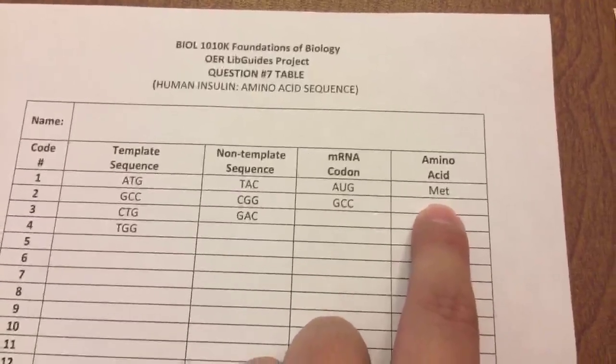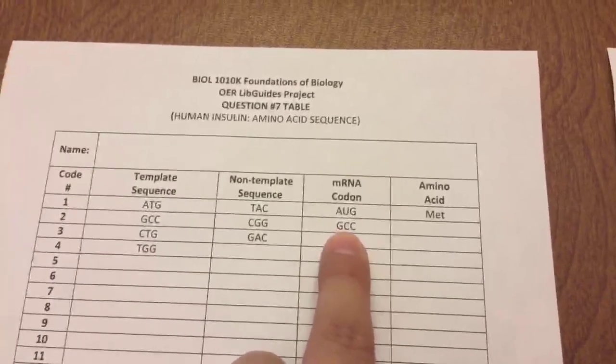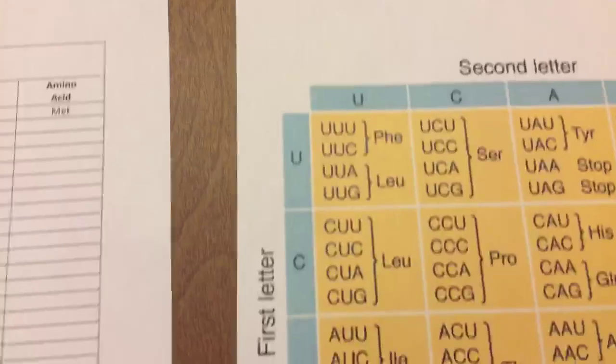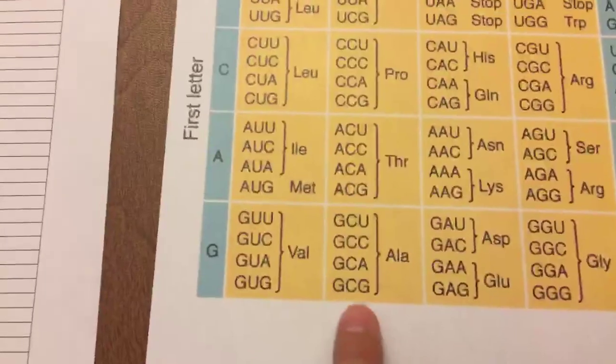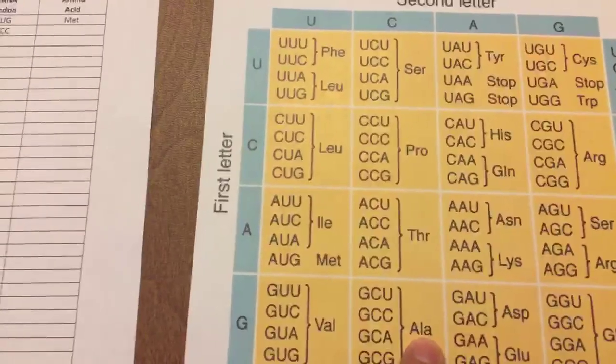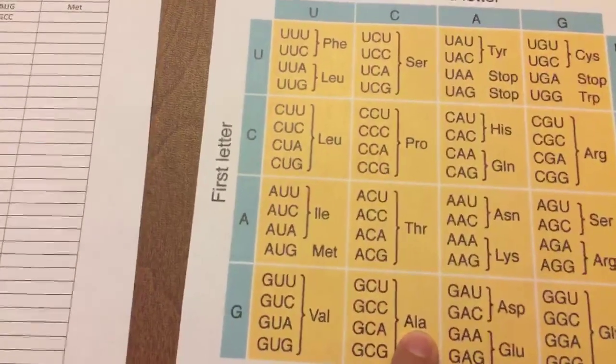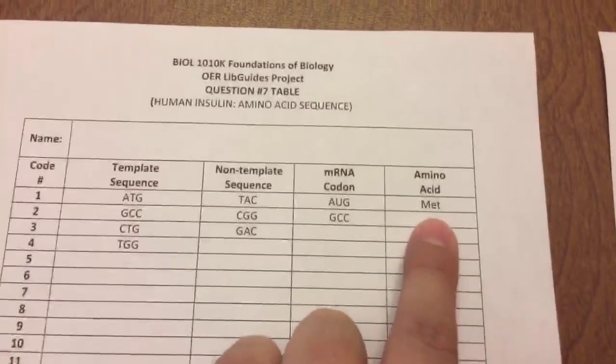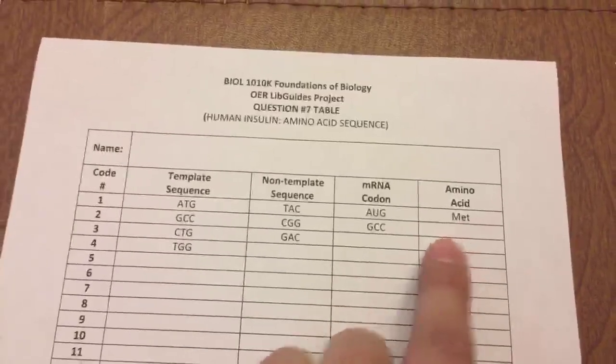So if you're watching this, we'll go ahead and do the next one, which is GCC. So go over here, our first letter is G. Go to the top here, second column is C, and then we find GCC, and its amino acid is ALA, which is alanine. So over here in your table, you would put ALA, and then you would continue on.